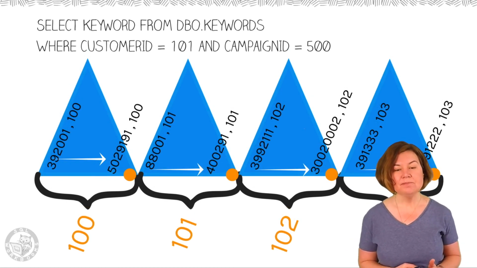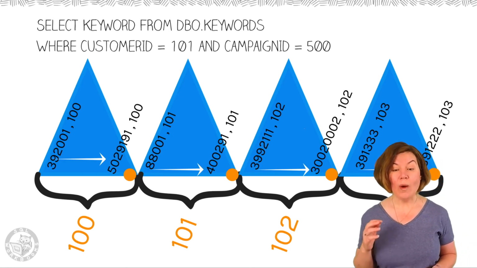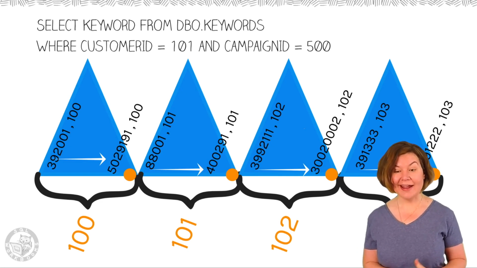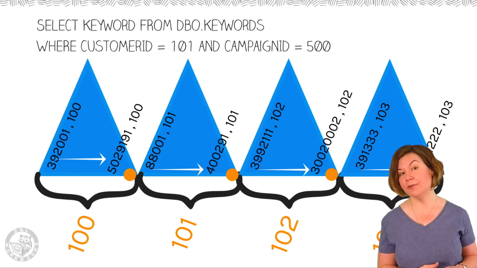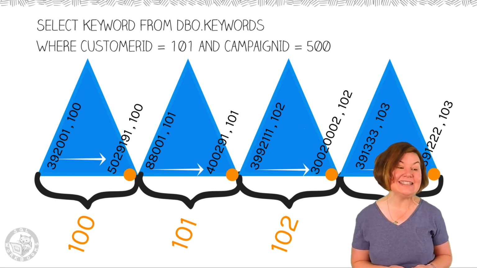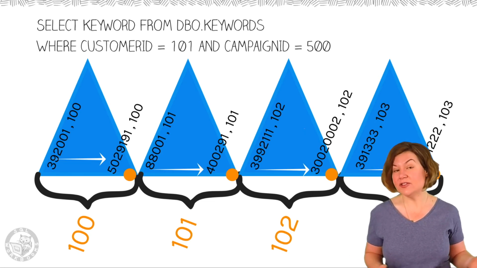We run a query. We say, I want to select a keyword where the customer ID is 101 and campaign ID equals 500. Now, campaign ID is not in the clustered index at all.